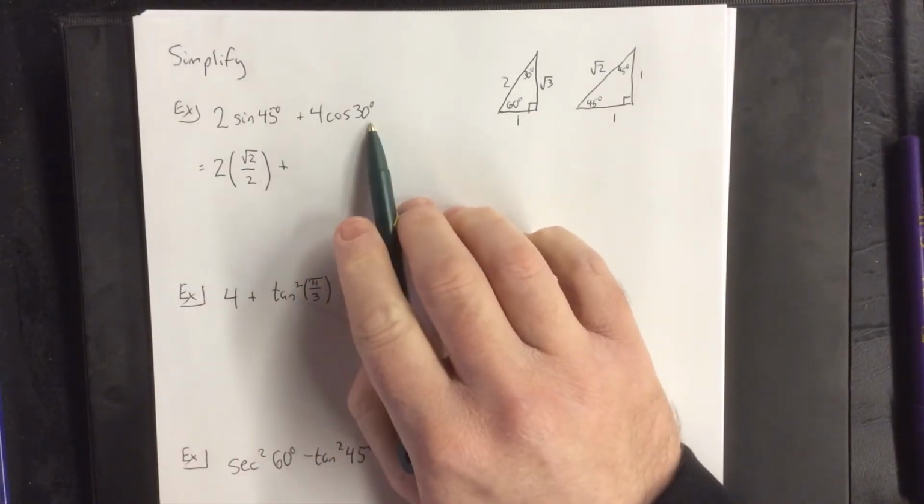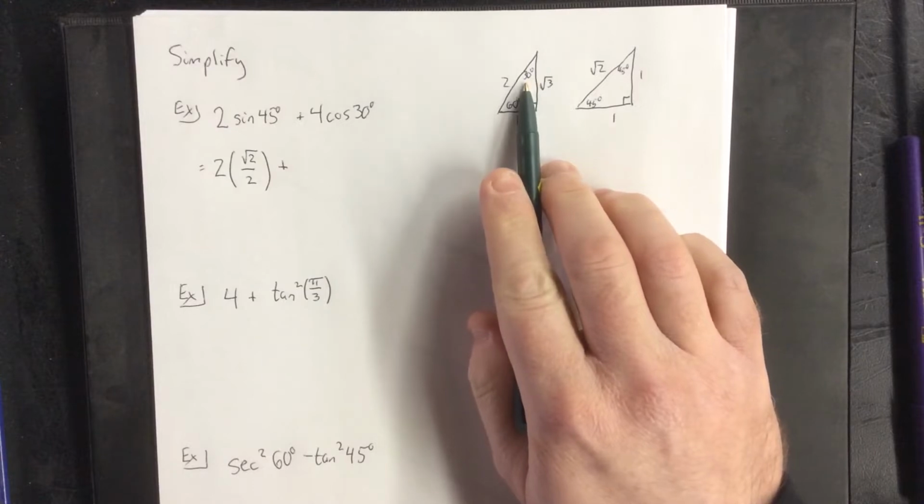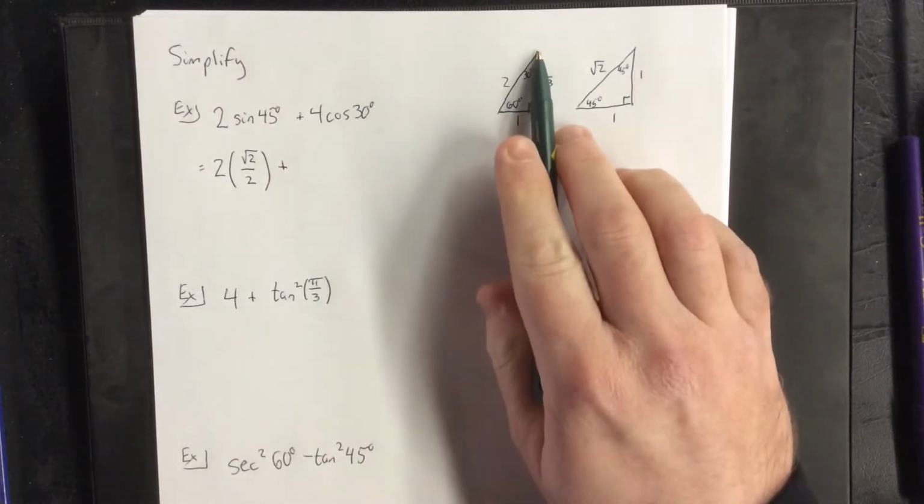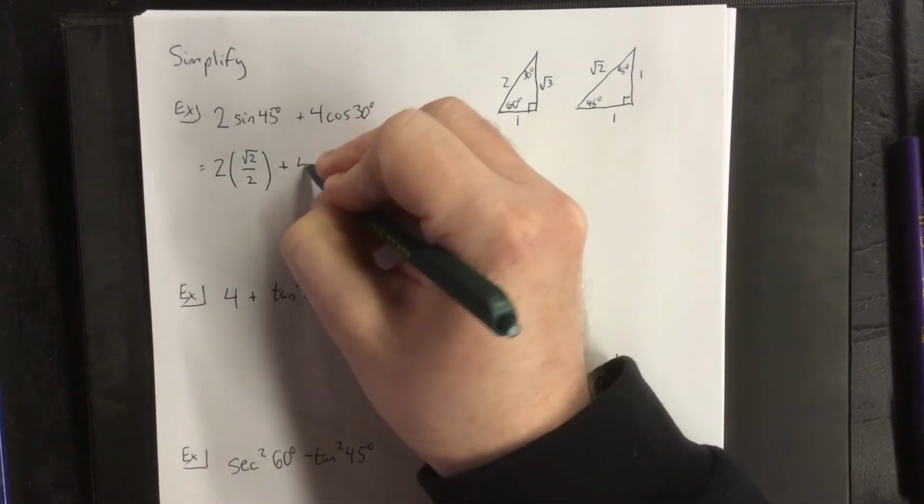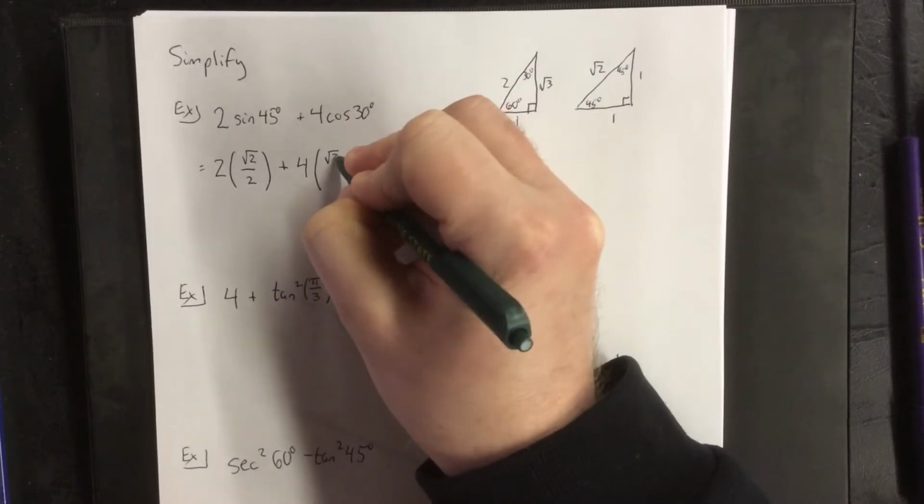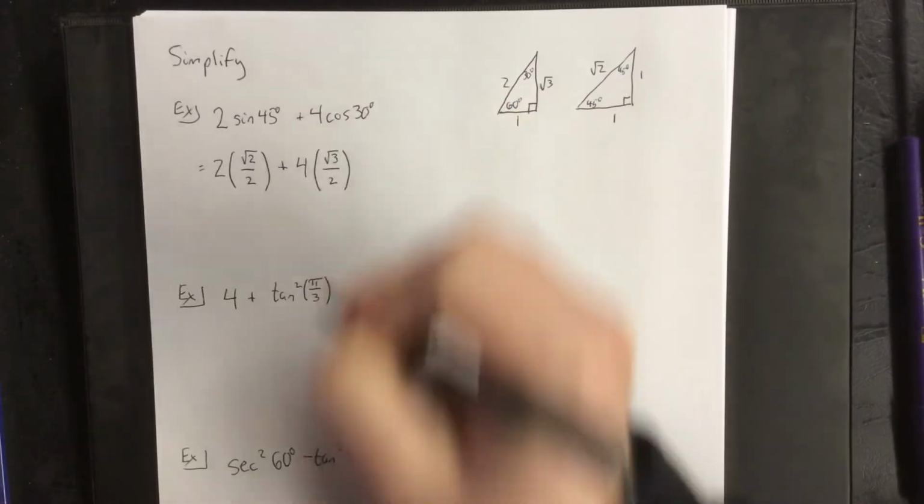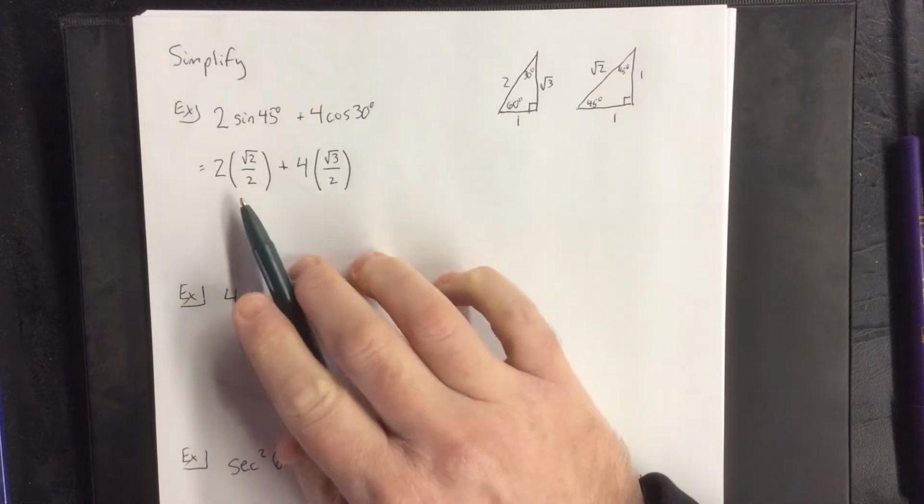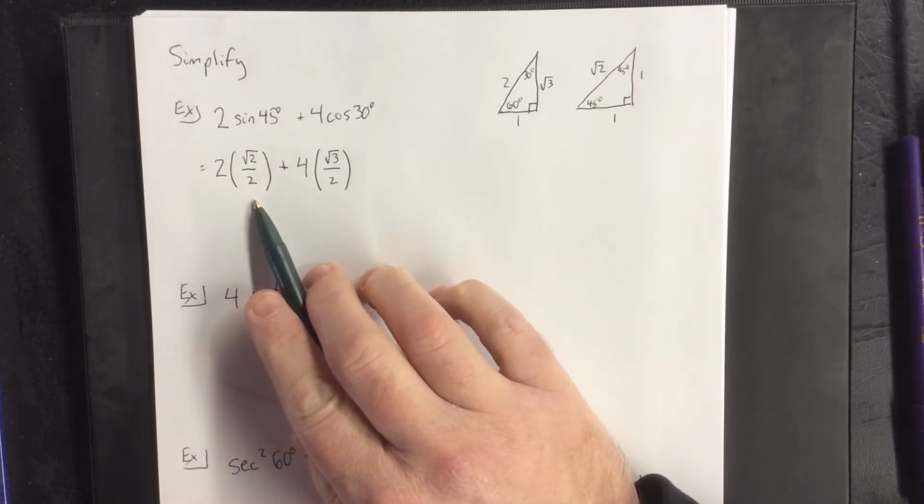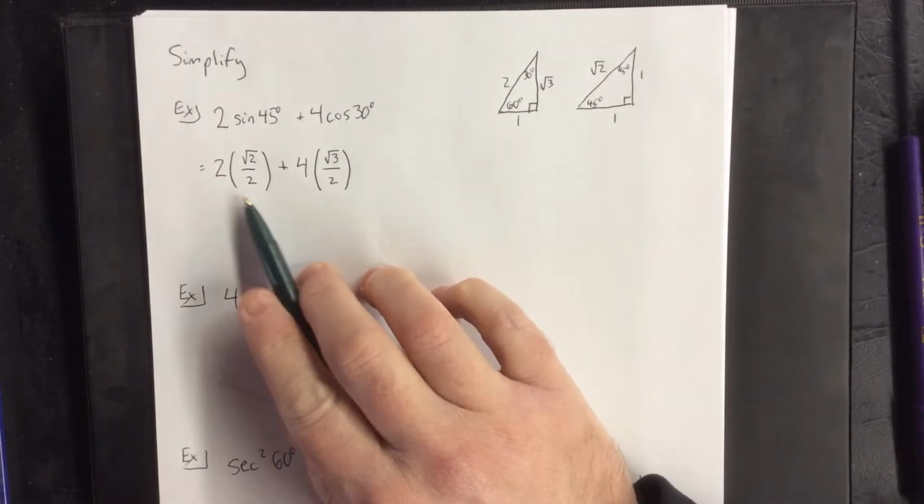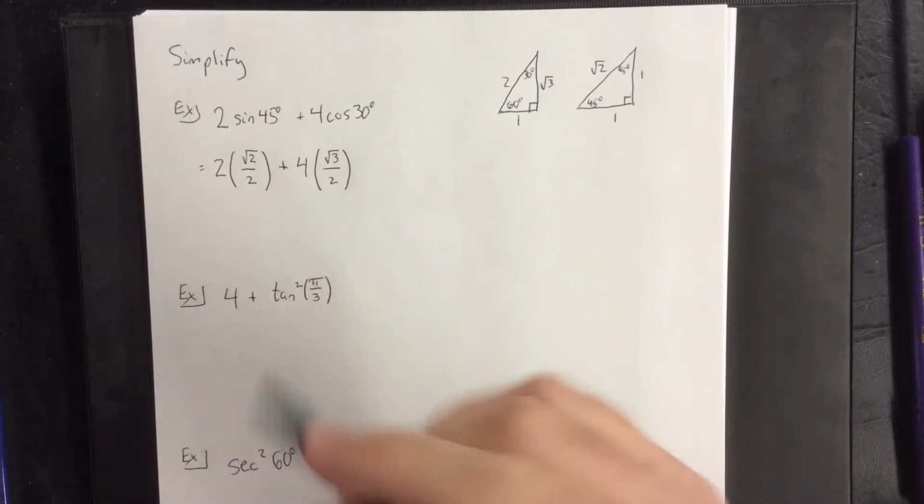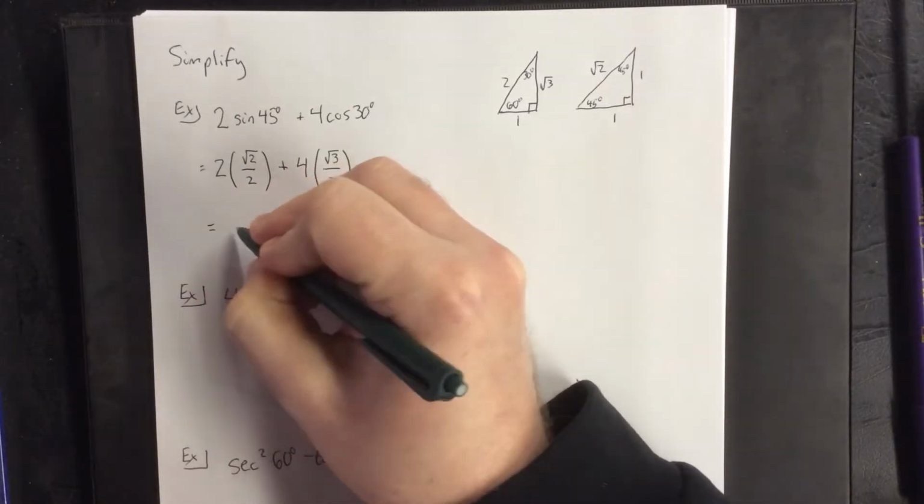For the cosine of 30 degrees, from the perspective of the 30-degree angle, the adjacent side is root 3, the hypotenuse is 2. That lets me know that the cosine of that angle is going to be root 3 over 2. Now the reason that I express the sine of 45 degrees in this form rather than 1 over the square root of 2 is because we're about to multiply by 2, and that'll cancel out the 2 really nicely.